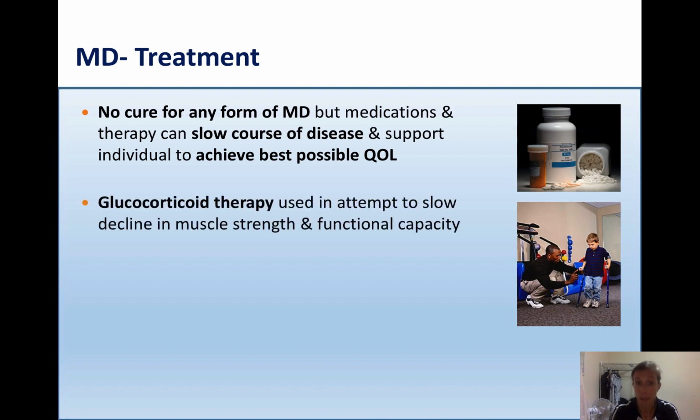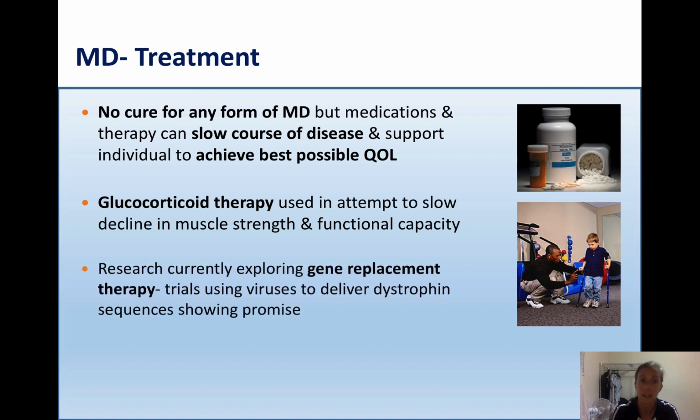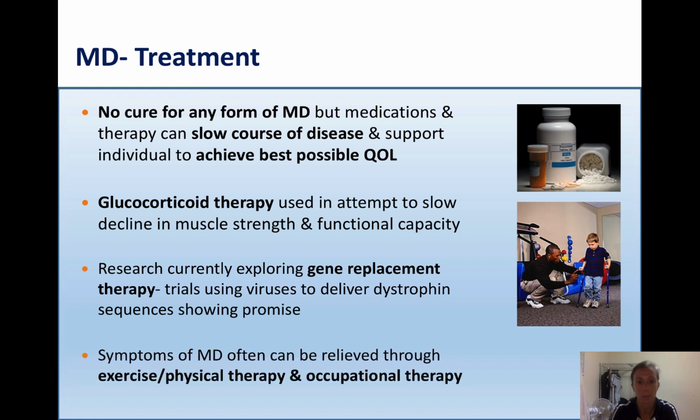In terms of meds, glucocorticoid therapy has been used, which tries to slow down the decline in the muscle strength and the functional capacity. And current research is actually looking at gene replacement therapy. So trials using viruses to deliver dystrophin sequencing are starting to show some promise. So watch this space. Hopefully there'll be further progression on that front in the future.